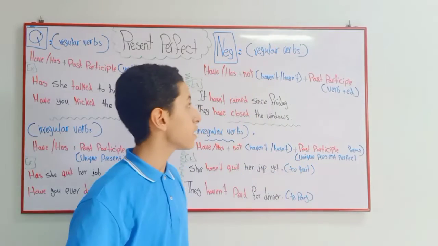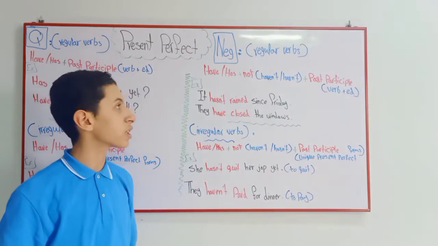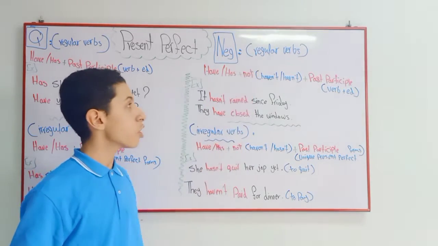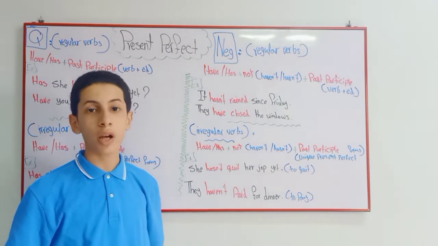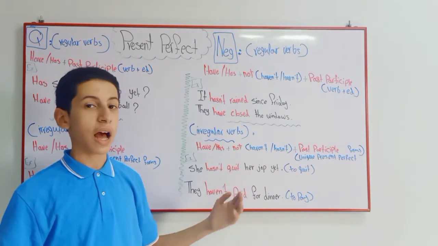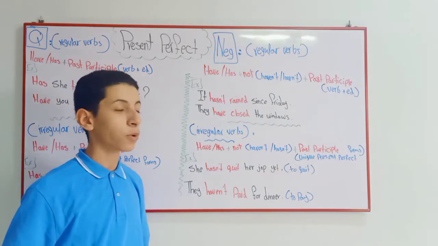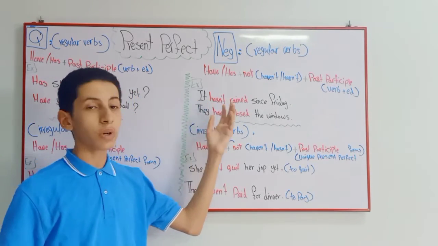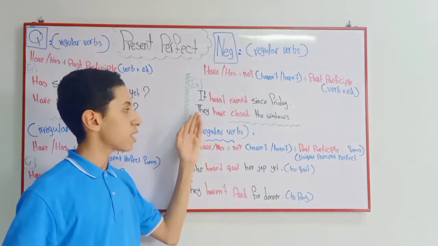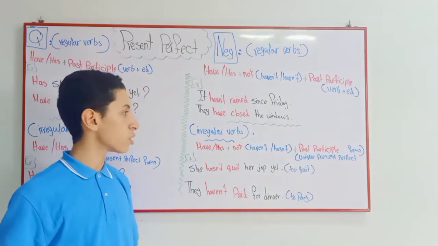So now let's see the negative form in the present perfect tense. With regular verbs, we put have or has plus not, which we can contract into haven't or hasn't, plus the past participle, which is an -ed added to the verb. For example, it hasn't rained since Friday. They haven't closed the windows.